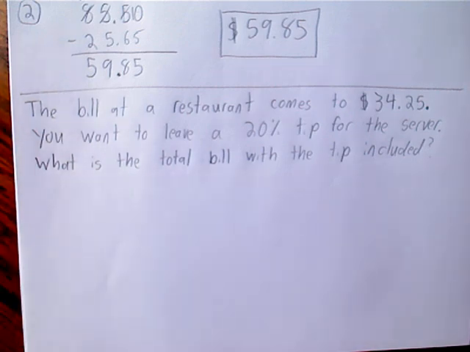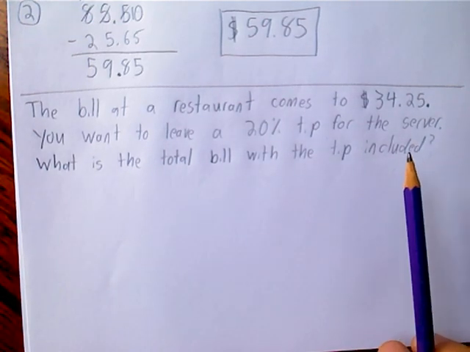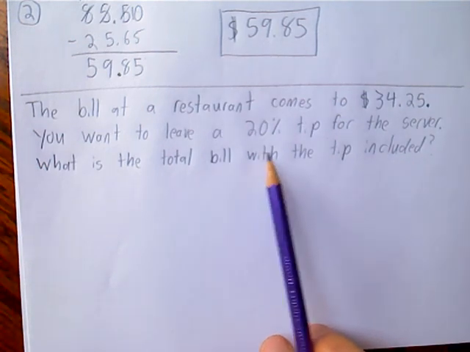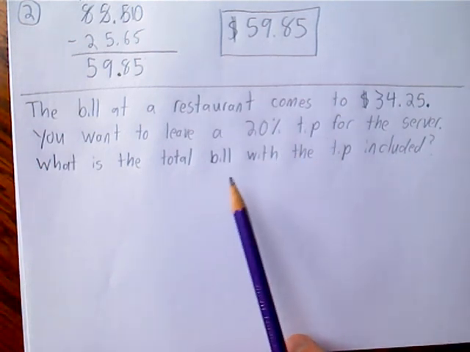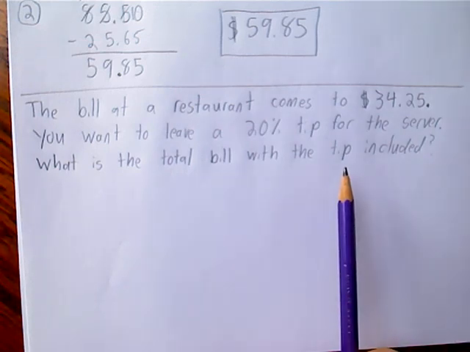Okay, this is our second practice problem. Very similar to the first, although we're going to do something different at the end. Another practical percent application problem here. The bill at a restaurant comes to $34.25. You want to leave a 20% tip for the server. What is the total bill with the tip included?